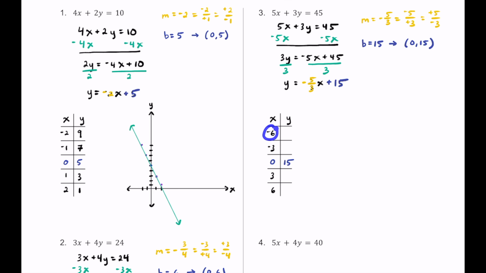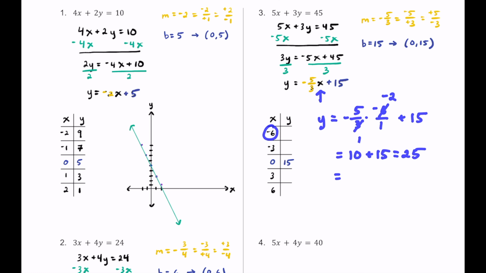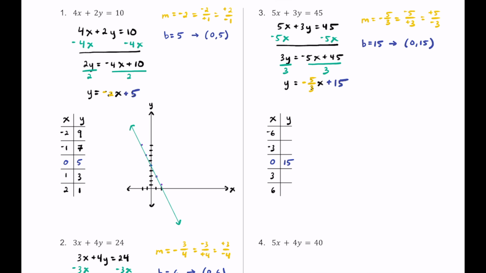All right, let's see what y is equal to when x is negative 6. Plugging that in, we're going to get y is equal to negative 5/3 multiplied by negative 6, so it's negative 6 over 1, plus 15. This 3 and negative 6 will cross cancel. We'll have 1 and negative 2. Negative 5 times negative 2 is going to be positive 10. 10 plus 15, that's going to equal 25. So I'm going to write that over here: y is equal to 25 when x is negative 6. So let's put that positive 25 right there.